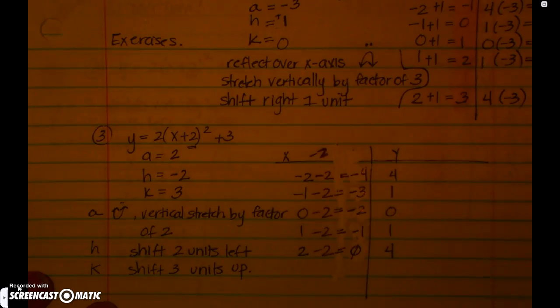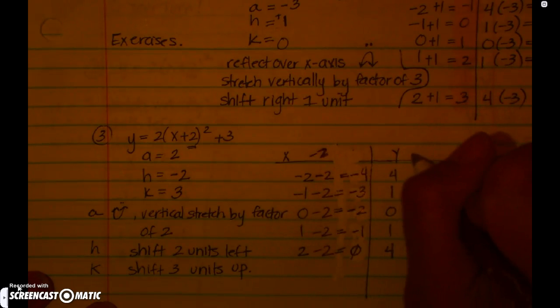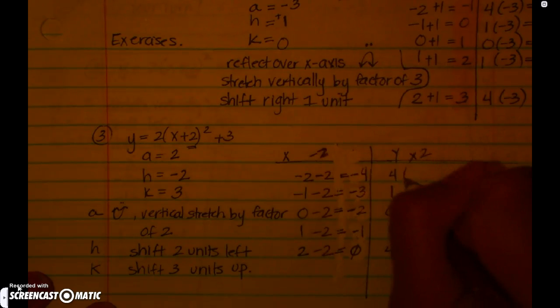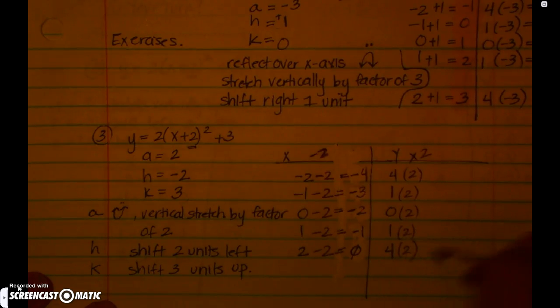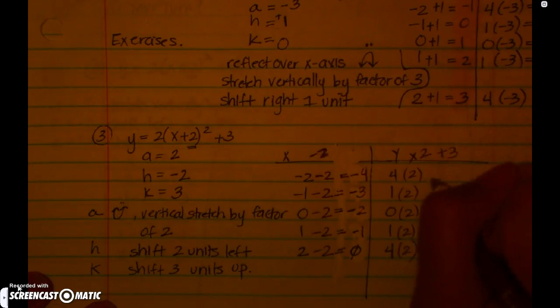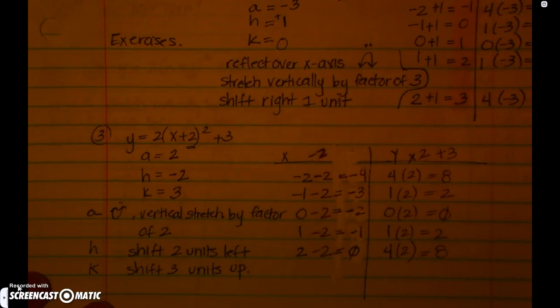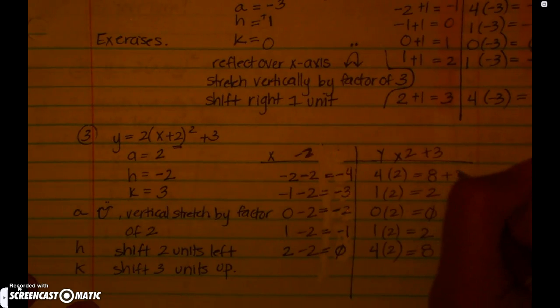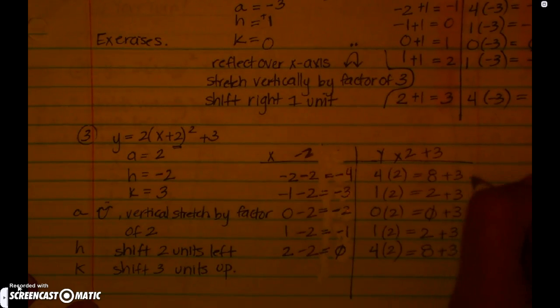With my y values, I'm going to stretch it by a factor of 2. So I'm going to multiply everything by 2. And then after I multiply everything by 2, I'm going to add 3. 4 times 2 is 8, 1 times 2 is 2, 0 times anything is 0, 1 times 2, and 4 times 2. Okay, the last thing is we need to add 3 to each y value to shift it up 3 units, and we're left with 8, 9, 10, 11.